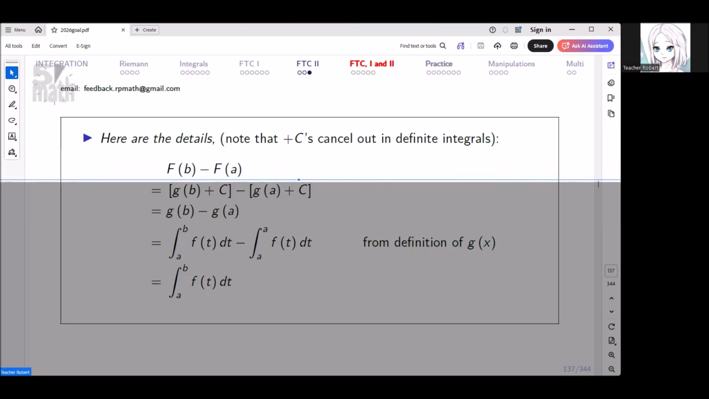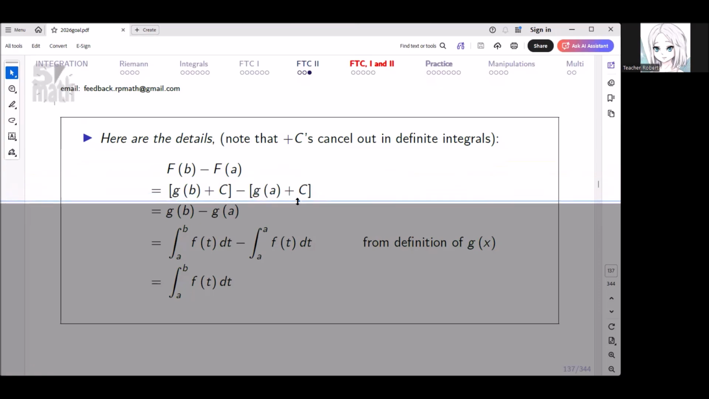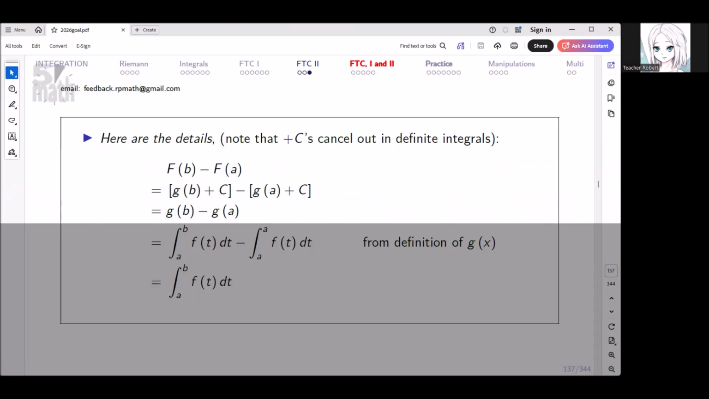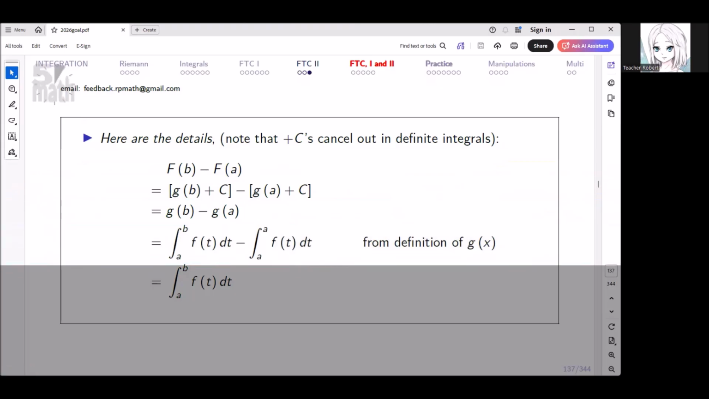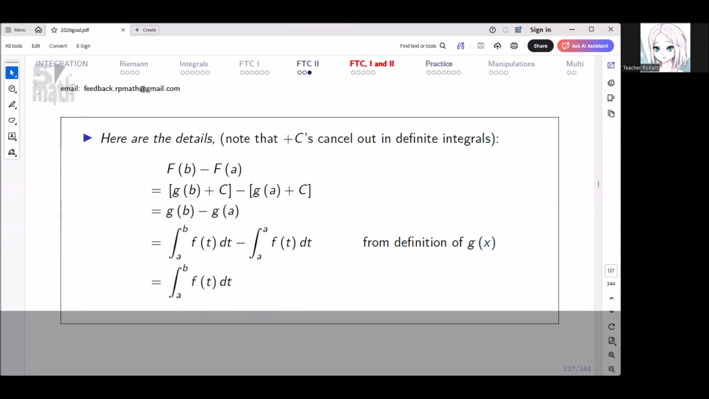Big F of b minus big F of a equals g of b plus c minus g of a plus c, which equals g of b minus g of a, which equals this from the definition of g of x, which equals the integral from a to b of f of t dt.